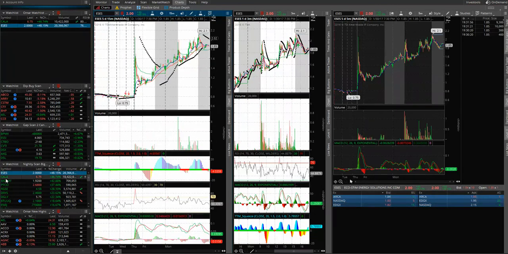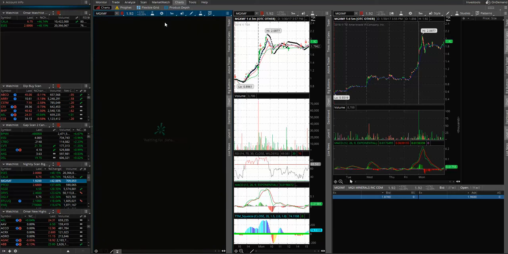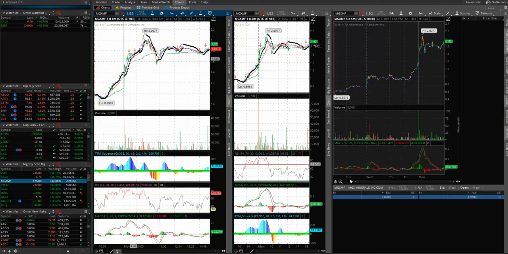All right, so let's look at some others. Next up, this MGXMF. This is a stock that over the last 5 days went from 55 cents to $2. Man, if you had some shares, you could make some serious money on this. Let's look at the 1 day, 1 minute chart. See how ugly it looks when I do it.